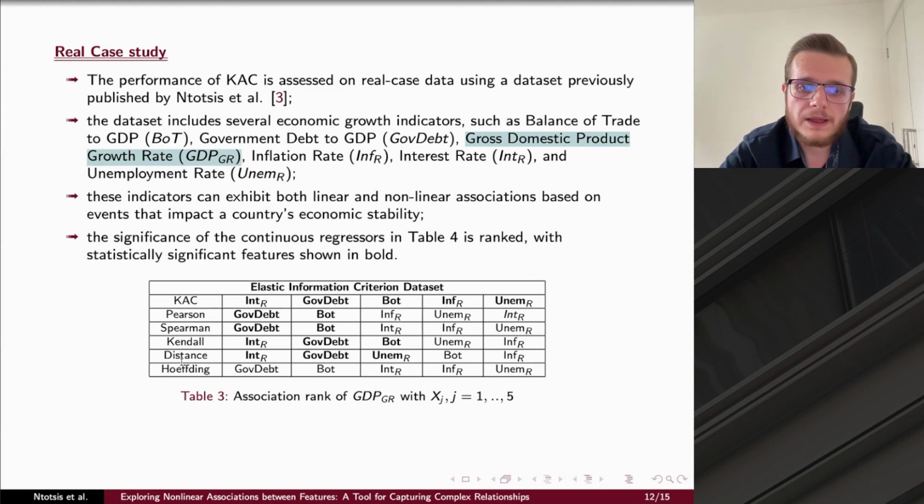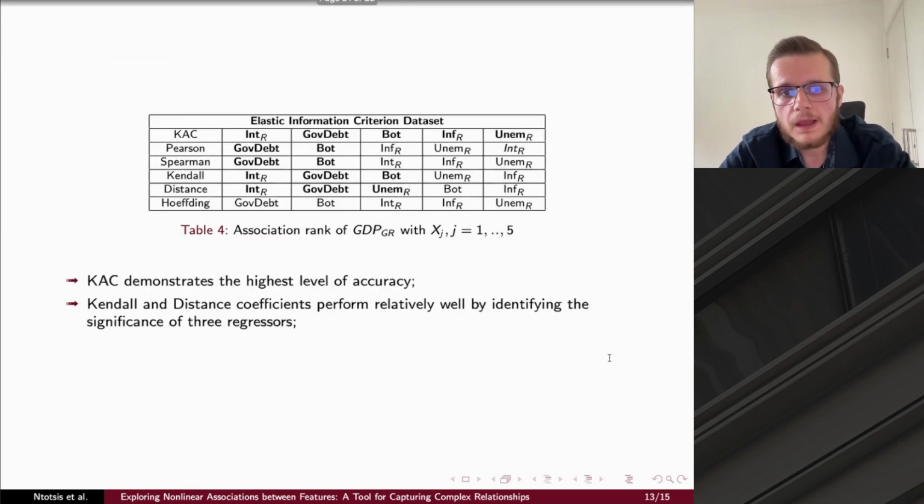So based on all of that, in tables 3 and 4, which are exactly the same, we can see the association rank of GDP with all Xj from highest to lowest. With bold, we symbolize the statistically significant features, meaning the ones with coefficient value at least 0.5. Here we will have only two short comments.